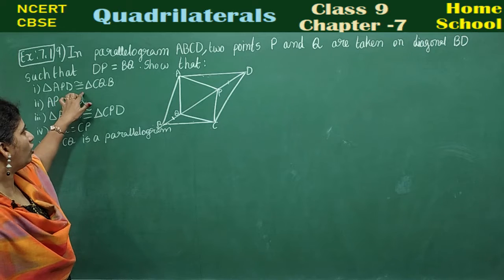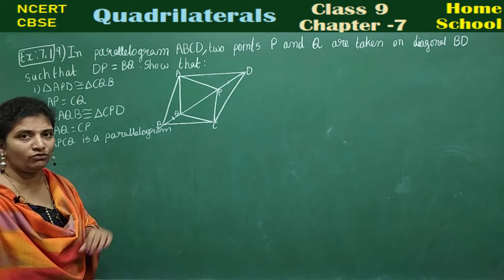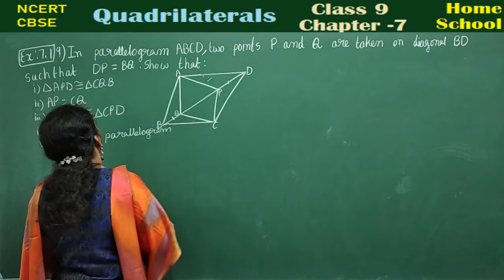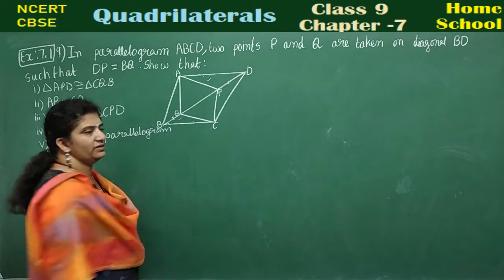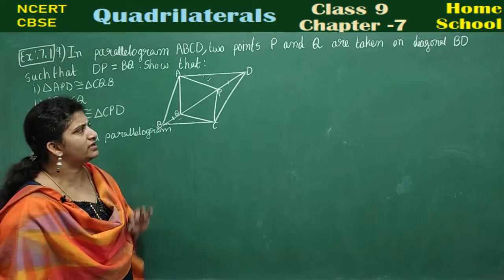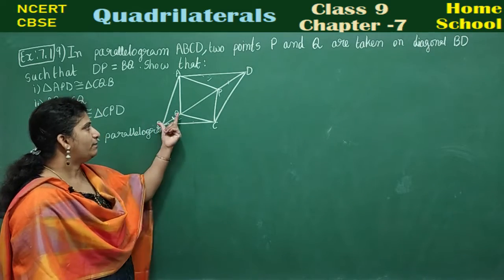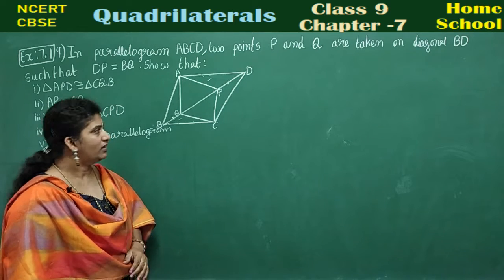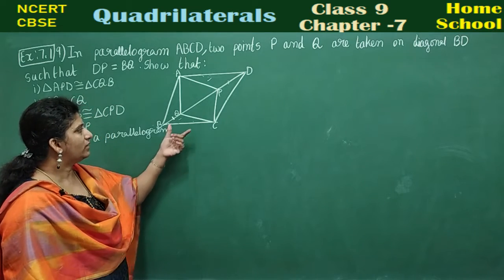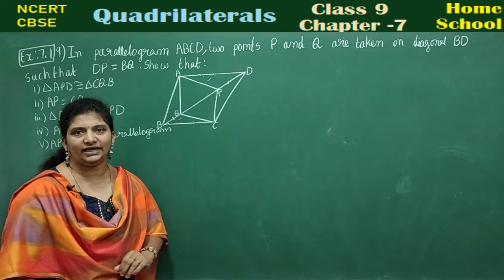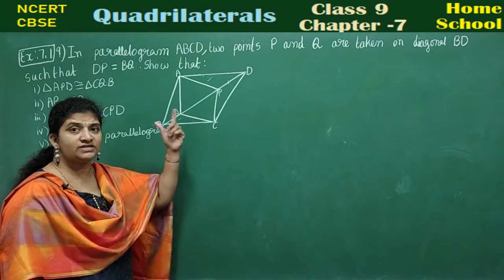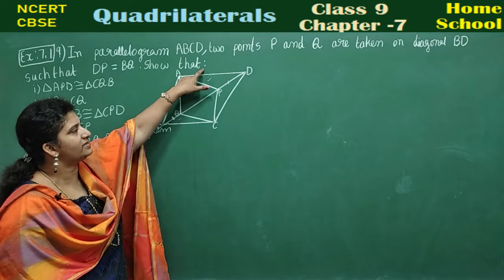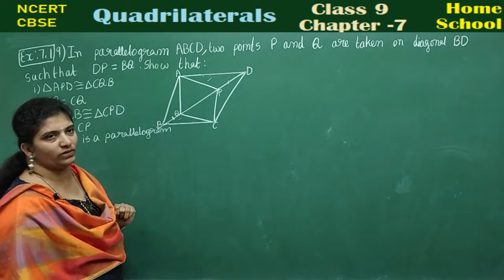Triangle APD congruent to triangle CQB, you need to prove. Where is APD? This one, and CQB, this one. Just observe the two triangles here. BQ is equal to PD. Two sides are equal. Then what can I say? BC is equal to AD. Why? Opposite sides in a parallelogram are equal. This and this and this are equal.